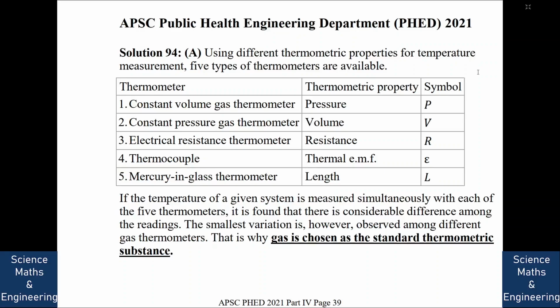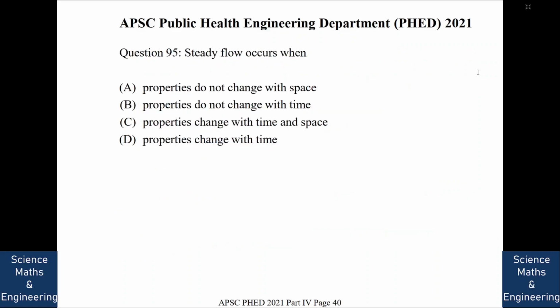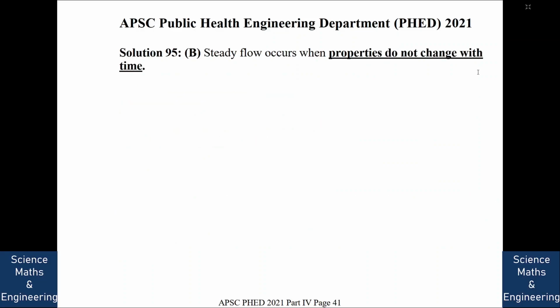Now, if the temperature of a given system is measured simultaneously with each of the five thermometers, it is found that there are considerable differences among the readings. The smallest variation is, however, observed among different gas thermometers. So that is why gas is chosen as a standard thermometric substance. So it is gas. Okay, so we'll go to the next question. Steady flow occurs when? So what is steady flow? Steady flow occurs when properties do not change with time. It may change with space, but it cannot change with time. So we'll go to the next question.